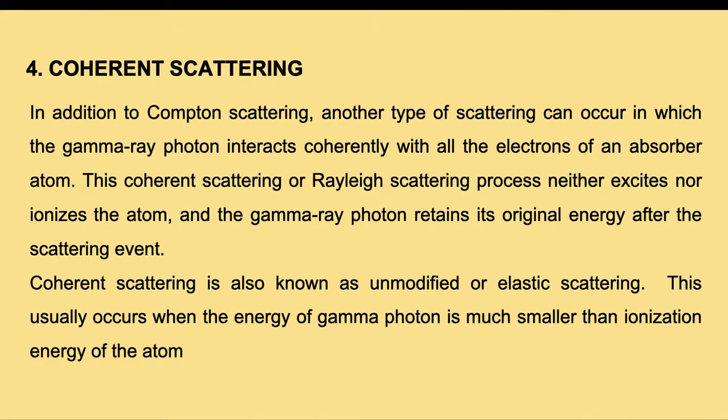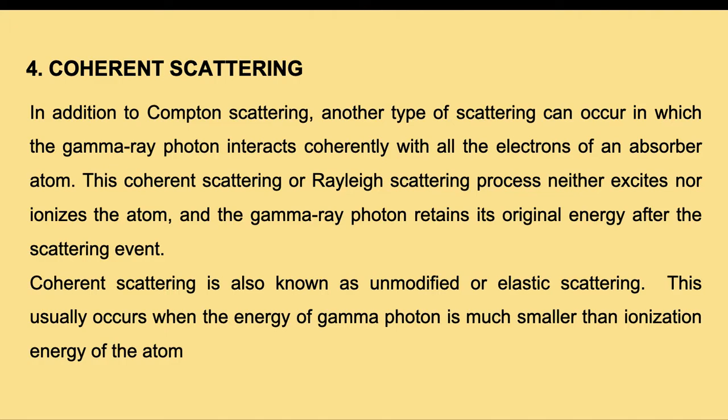And next is coherent scattering. In addition to Compton scattering, which, as you know, is an example of inelastic scattering, another type of scattering can occur, which is coherent, meaning an elastic type of scattering, in which the gamma ray photon interacts coherently with all the electrons of the absorber atom. This coherent scattering or Rayleigh scattering process neither excites nor ionizes the atom, and the gamma ray photon retains its original energy after the scattering event. So it just scatters.